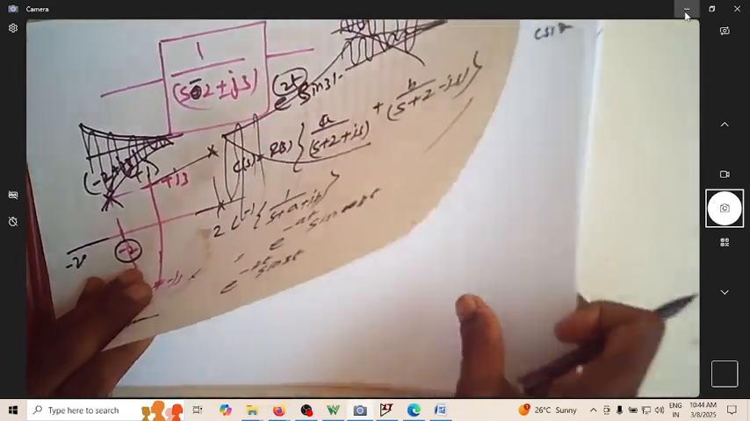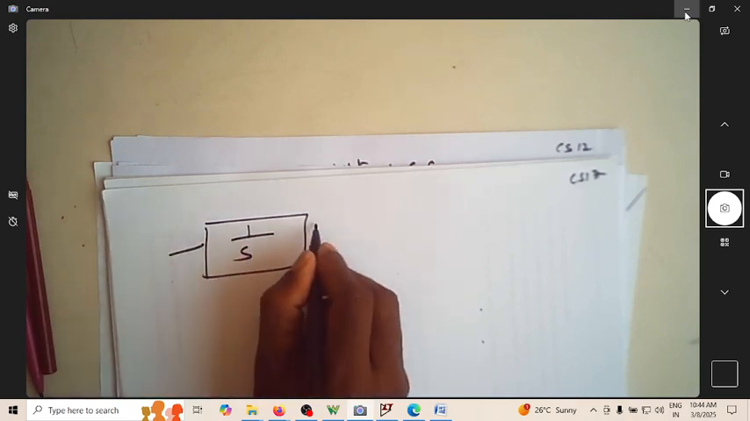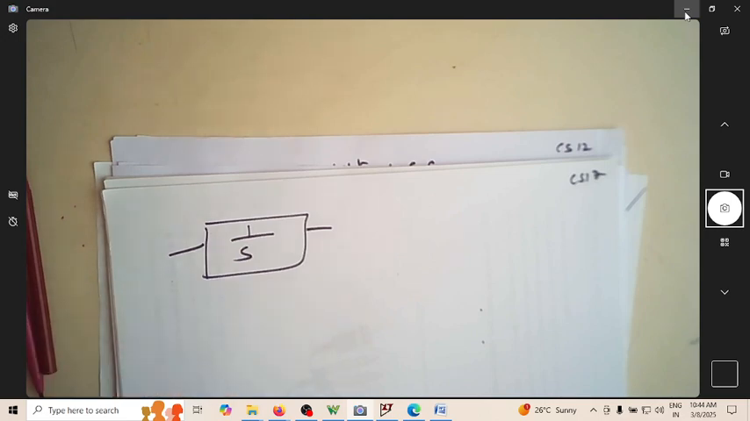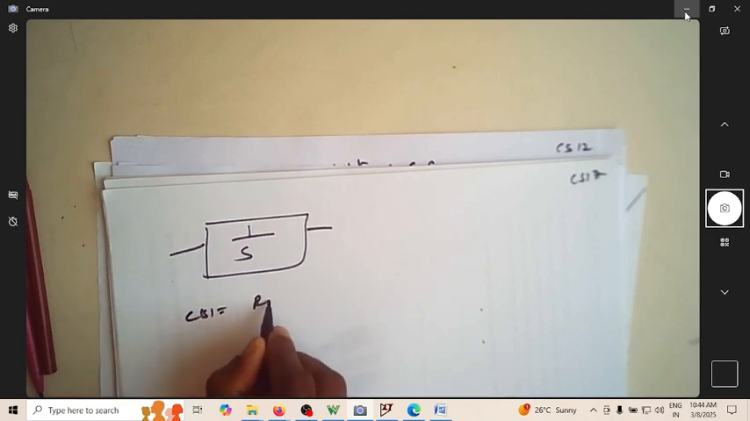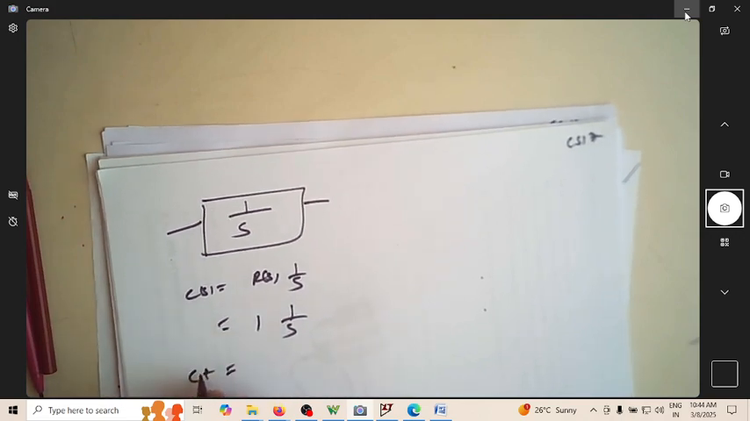Suppose you have a system something like this, what happens? Now these are all varieties. If you have 1 over S as a system, now C of S is nothing but R of S into 1 over S. So what is R of S? It is 1 into 1 over S. So what is this C of t? C of t is the Laplace inverse of 1 over S, which is nothing but 1.